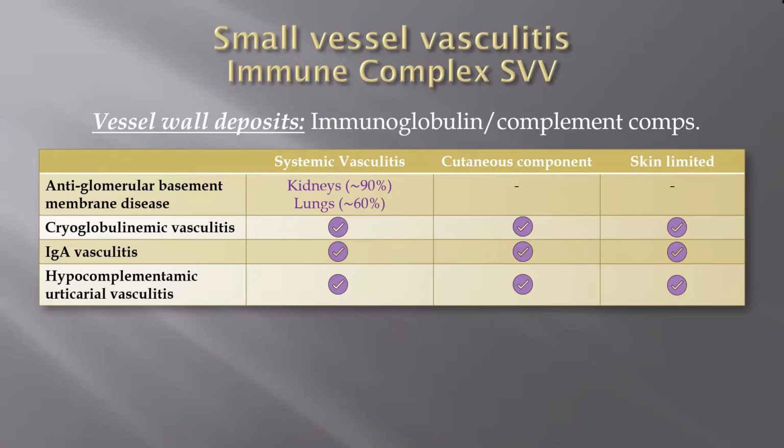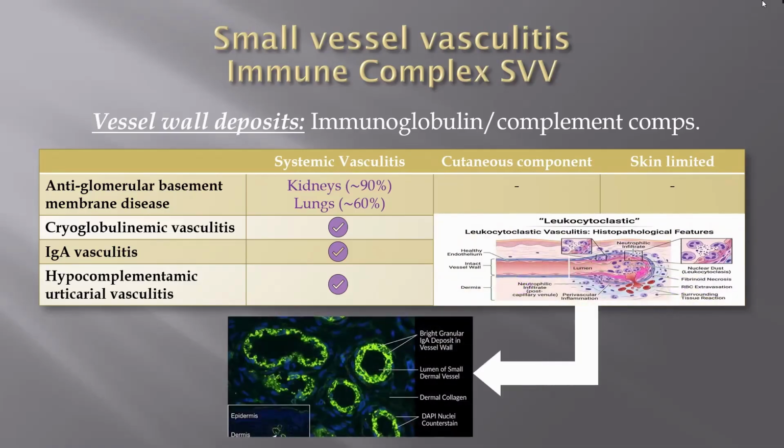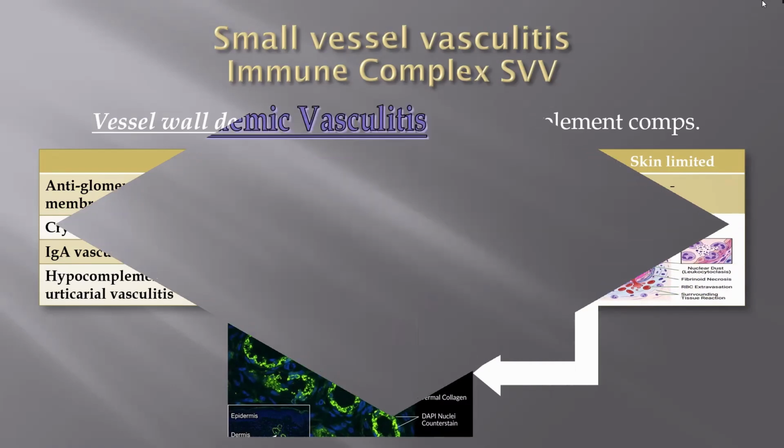All 4 types of immune complex small vessel vasculitis are considered systemic vasculitis, with antiglomerular basement membrane disease showing no cutaneous affection, while the rest may have a cutaneous component or even a skin-limited form with subtle systemic affection. The cutaneous vasculitis in all of them is a leukocytoclastic type of vasculitis with immunoglobulins or complement deposition around small vessels, as can be detected by direct immunofluorescence.